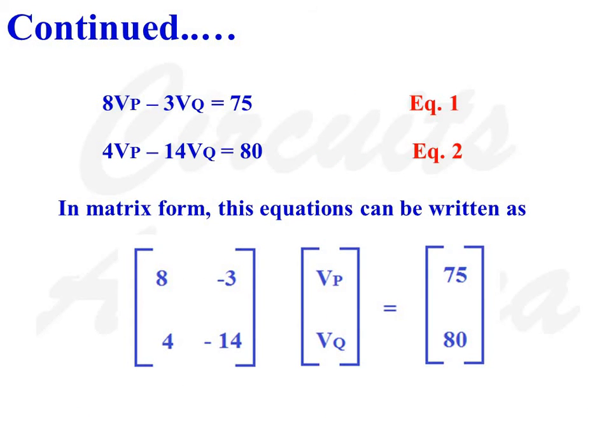So now we have two equations. 8Vp minus 3Vq is equal to 75. 4Vp minus 14Vq is equal to 80. In matrix form, these equations can be written as [8, minus 3; 4, minus 14] into [Vp, Vq] is equal to [75, 80].